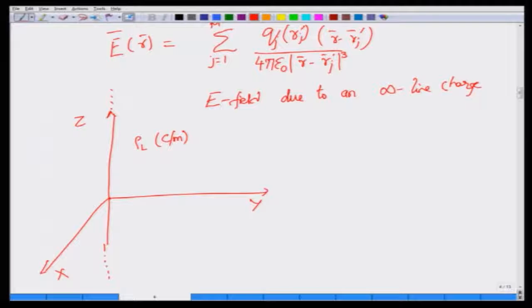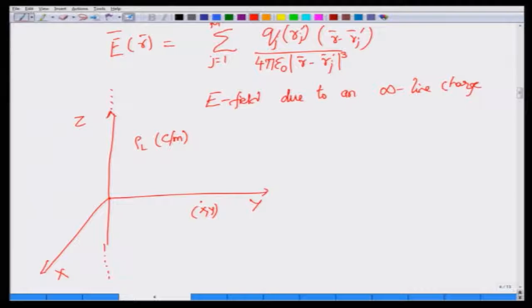I want to find the electric field. So, let me say I want to find the electric field at some point in the xy plane. So, on this plane the value of z will be equal to 0. How do I find the electric field?